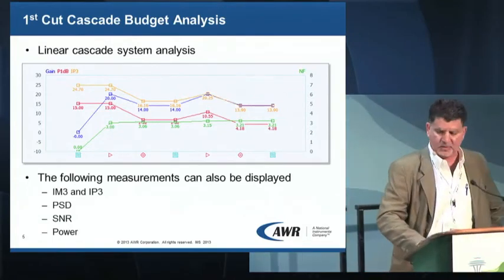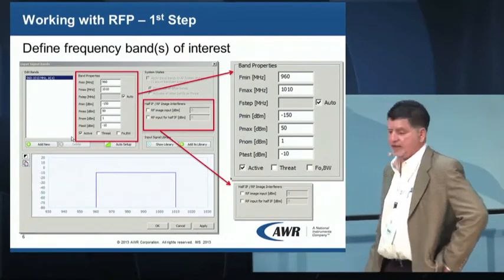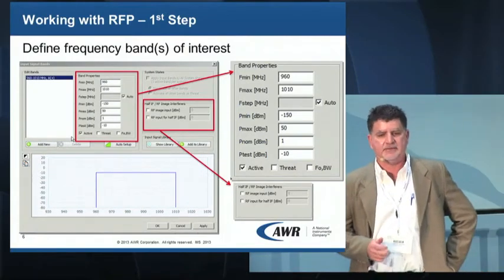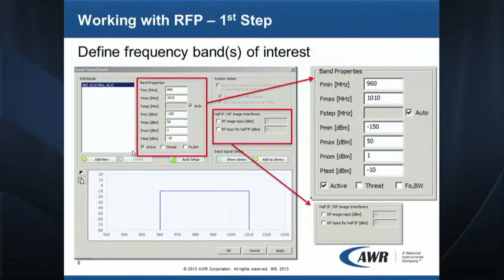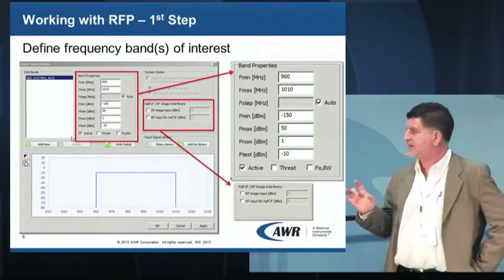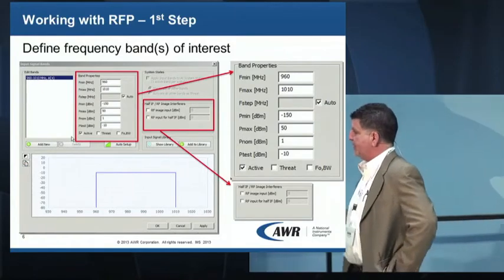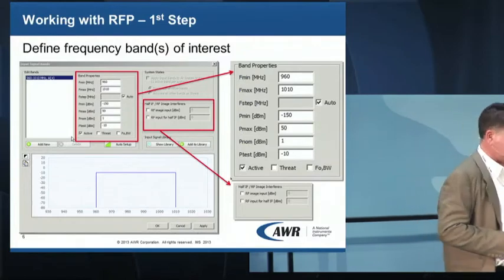Where do you begin? How do you start working with the RFP tool, or radio frequency planning tool? You define an RF band of interest. So here, we're illustrating a band from 960 to 1010 megahertz. That's my band of interest. I can define a nominal power level, a minimum power level, and I can indicate this band as being the active band. This is the band of interest. I expect to see an RF frequency coming anywhere from 960 to 1010 megahertz. That's my defined band.